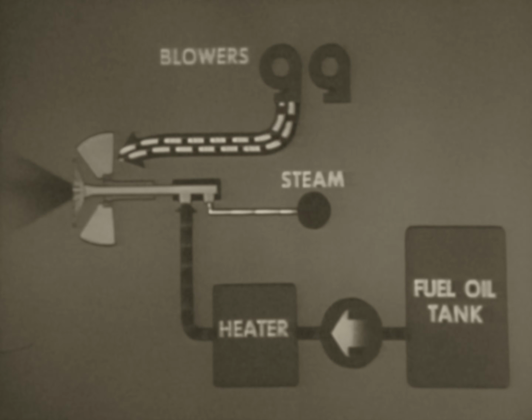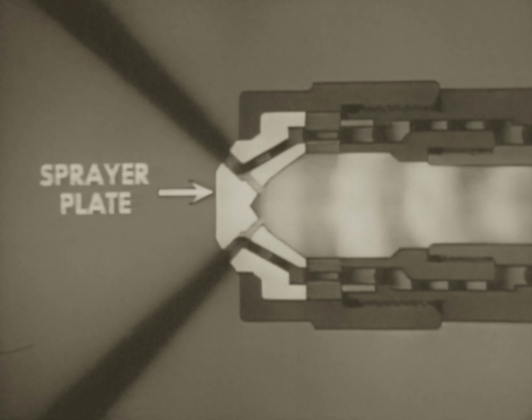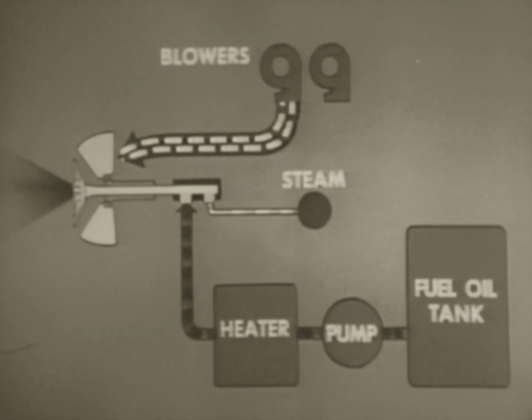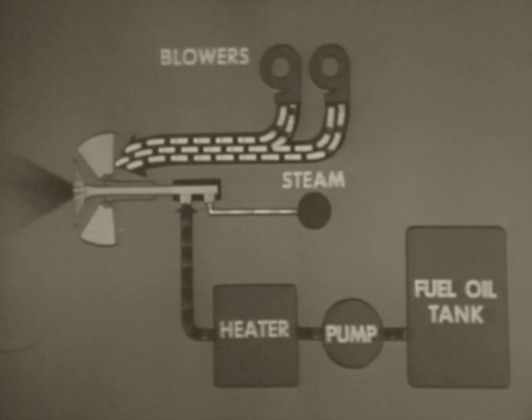Regulate oil pressure to regulate the quantity of oil. When you increase or decrease oil pressure, you must change the steam pressure correspondingly to get good atomization. You must also change the sprayer plate in the burner if the capacity of the plate is incorrect for the new firing rate. As with most burners, you adjust the speed of the blowers and the number in service to control the air supply.